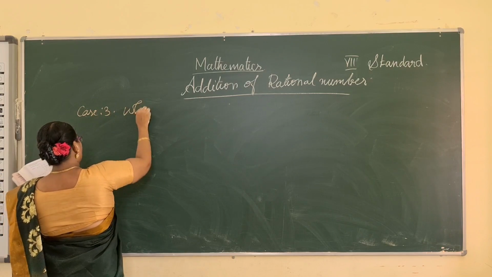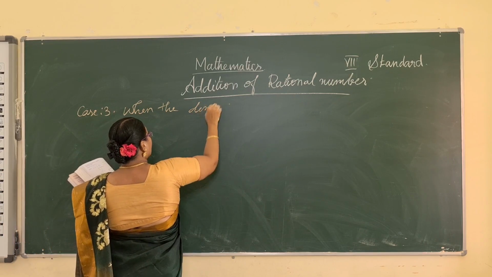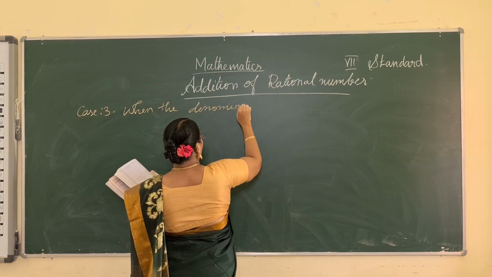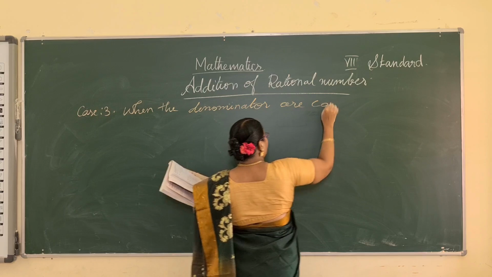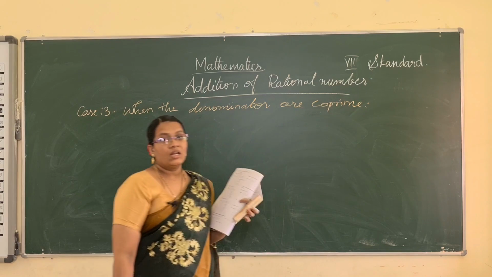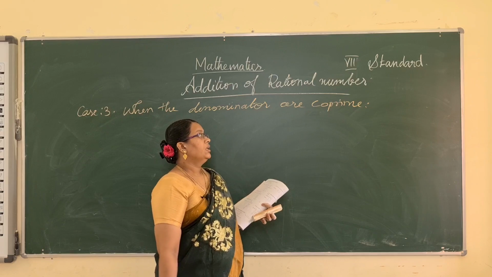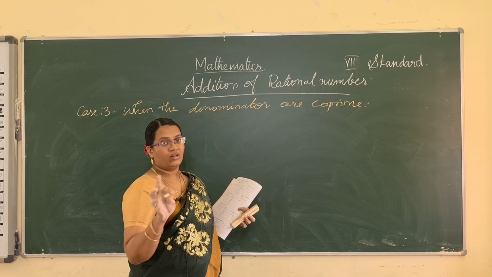When the denominators are co-prime. Co-prime means the greatest common factor is 1.